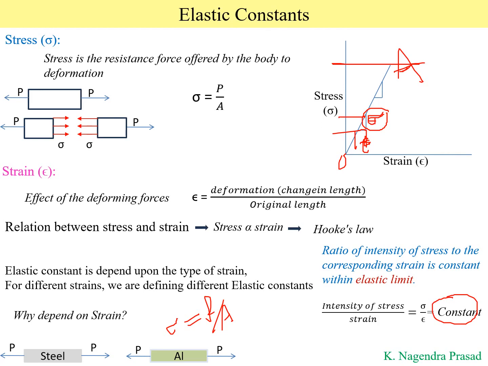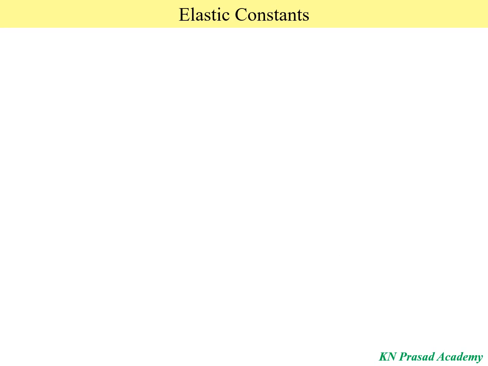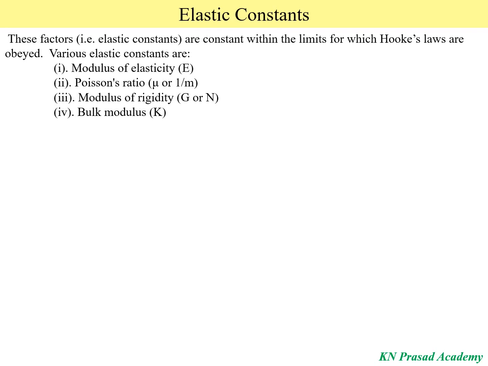Why? Strain always depends upon the material properties. So we define different types of elastic constants depending upon the different types of strains. We have the various types of elastic constants: modulus of elasticity, capital E; Poisson's ratio, mu or 1 by m; modulus of rigidity, capital G or N; and bulk modulus, capital K. All depend on the type of strain produced.